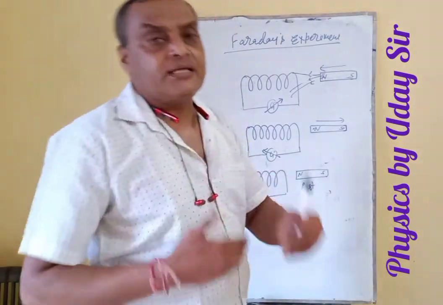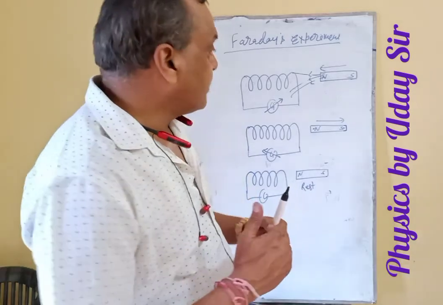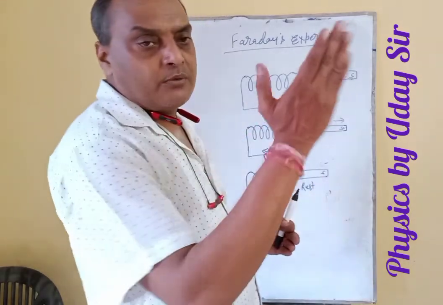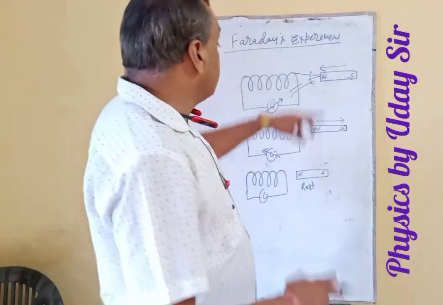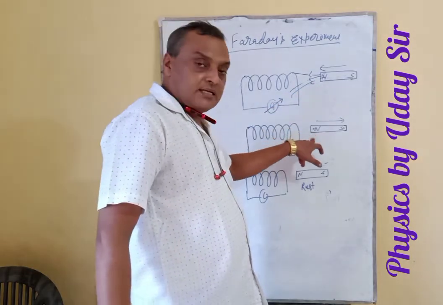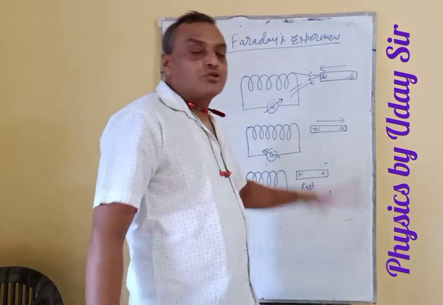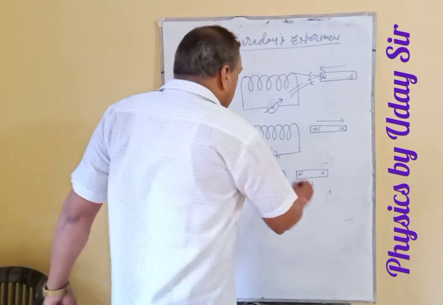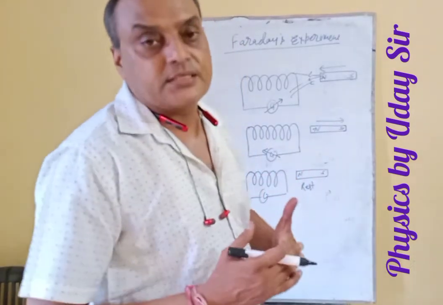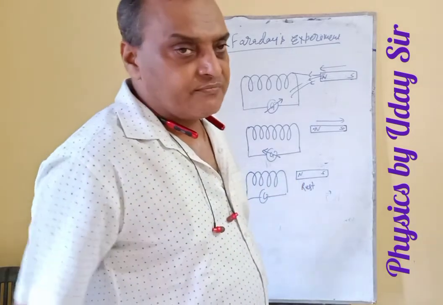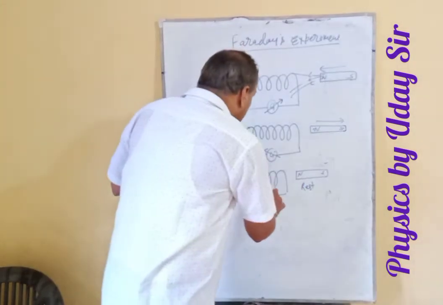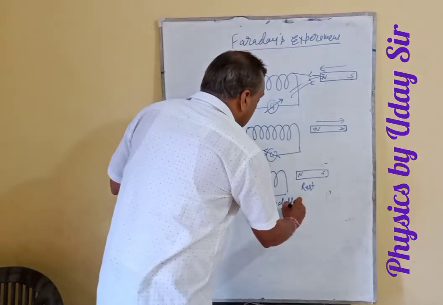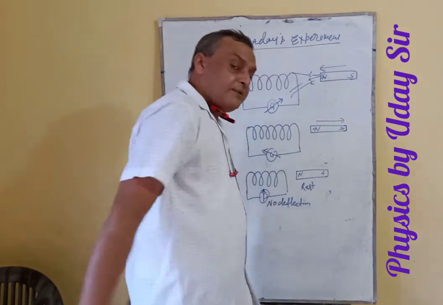Same phenomenon is observed when the magnet is at rest and the coil is moved towards the magnet or away from the magnet. So it means here increasing field, here decreasing field, here constant. The magnetic field becomes constant and the area of the coil remains constant, so there is no change in magnetic flux. Due to this reason the galvanometer shows no deflection. Here no deflection, here no deflection.